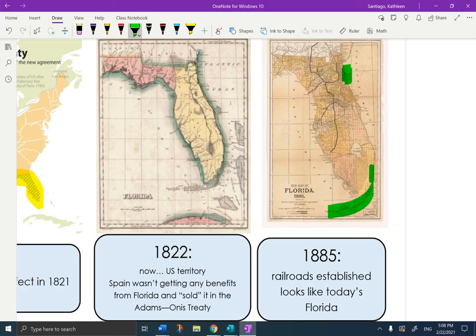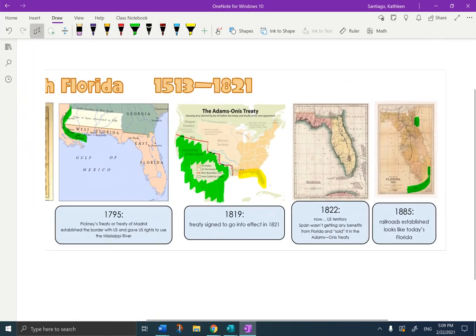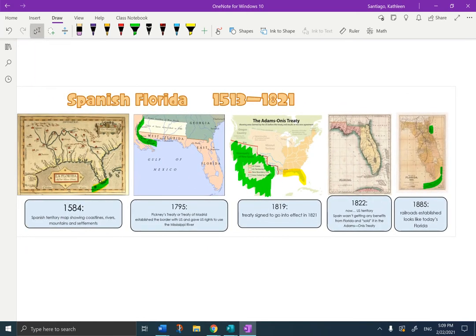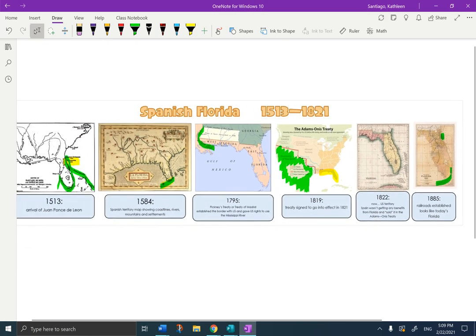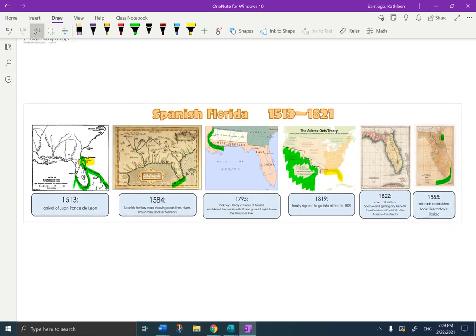All right. So just a brief look at Spanish Florida from 1513 to 1821.